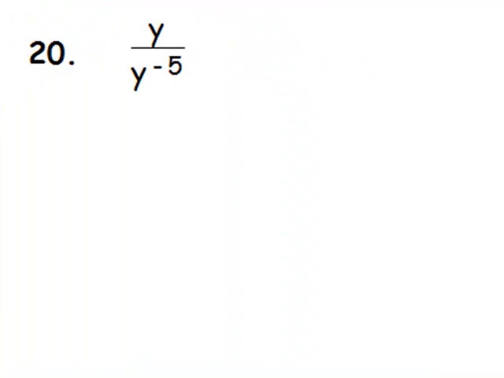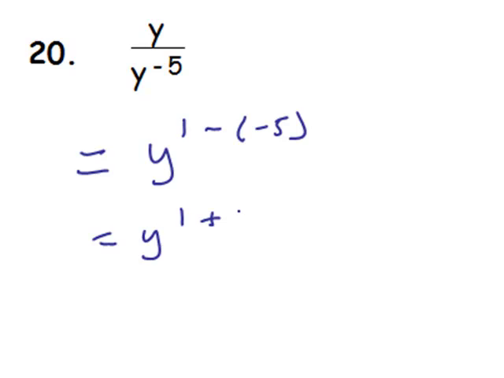For number 20, again, we have the quotient, and we use the quotient rule. This is y to the 1st power minus negative 5. Y to the 1 plus 5 is y to the 6th.